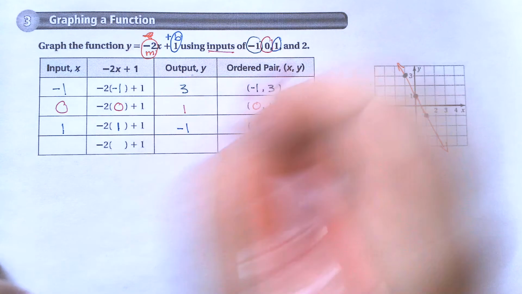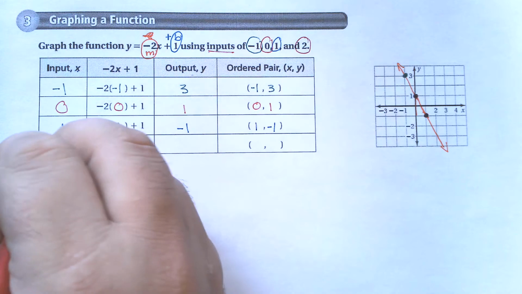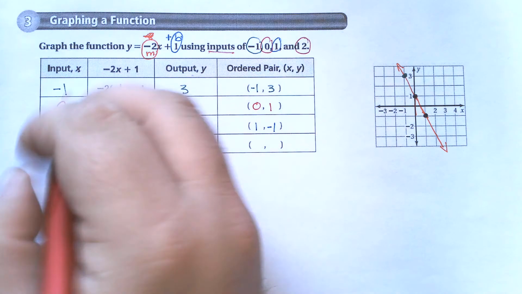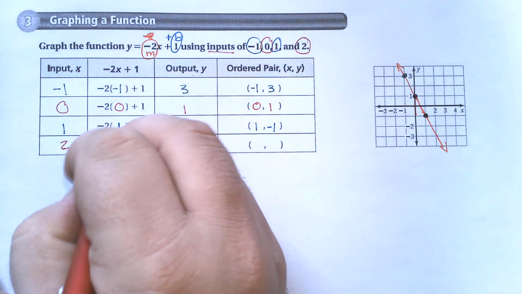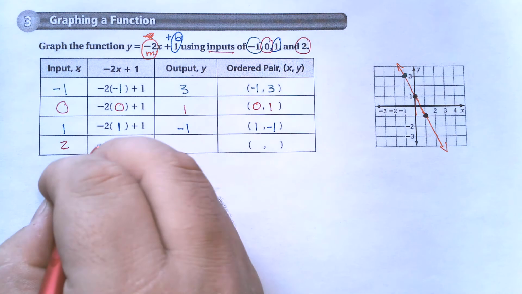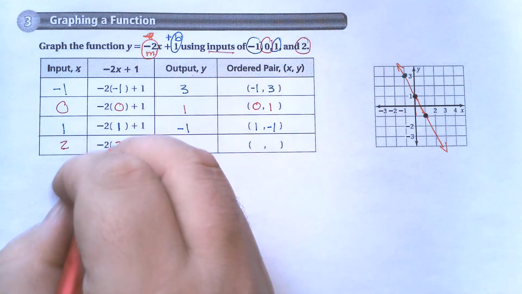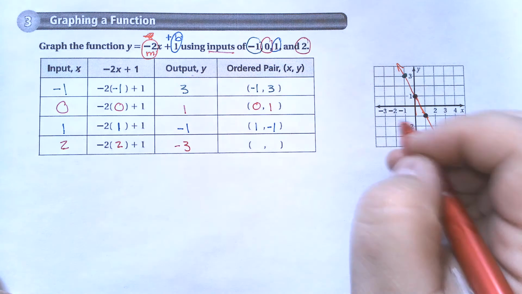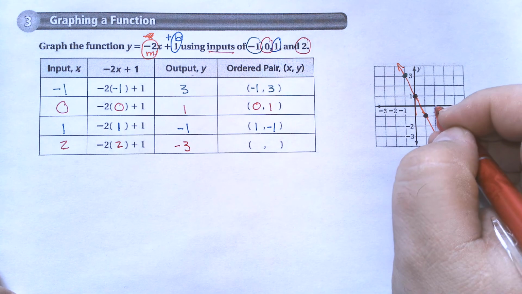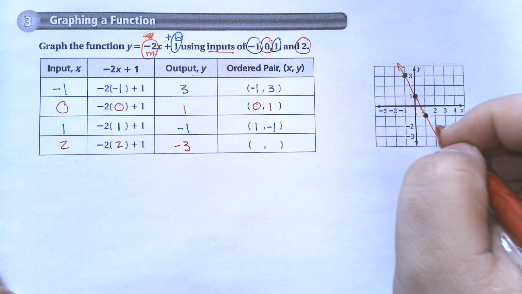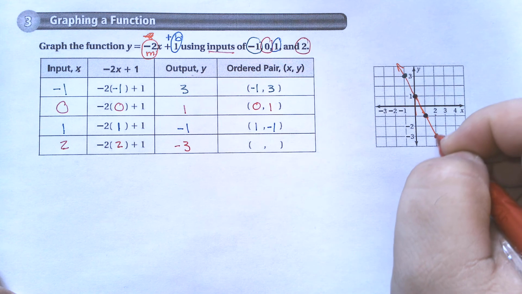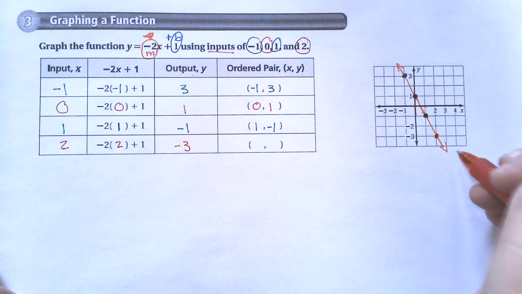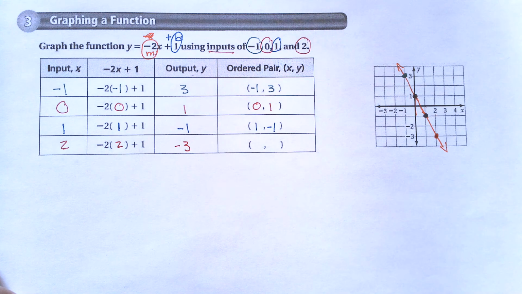And then the last one we're going to do is at 2. Anywhere I see x, I'm going to put 2 instead. So I put 2 in here. 2 times 2 is 4. Negative times a positive is a negative. So -4 plus 1 is -3. So at 2, down 1, 2, 3, I have another point, which I did go through. All 4 points are on my line.